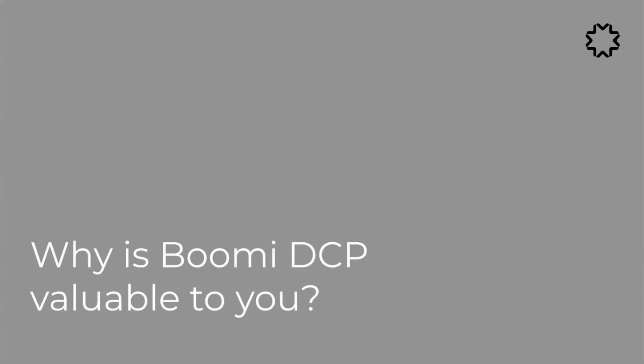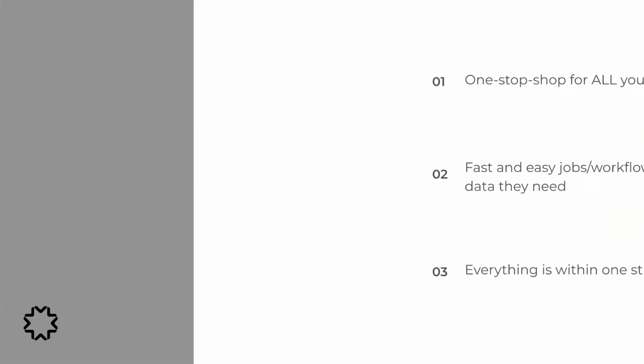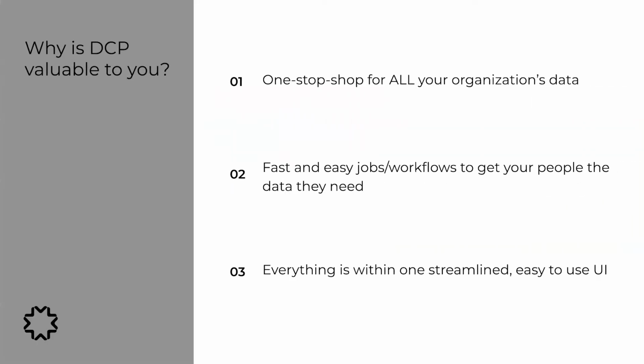So the value in DCP generally comes from its ability to present your data in a Googleable format. As we said before, they leverage natural language processing, and it creates a one-stop shop for pretty much all of your organization's data. Anything that you want that you didn't even know you had, you can find. And of course, you also get these fast and easy jobs and workflows that you can create to get the data that you have to the people that need it. And it's all created and accessible in one very easy to use and streamlined UI.